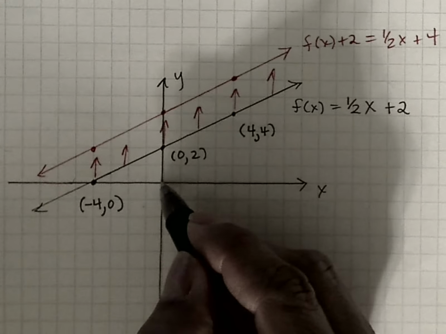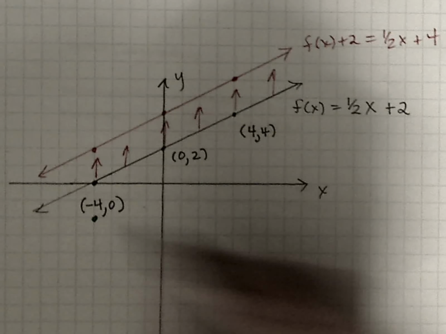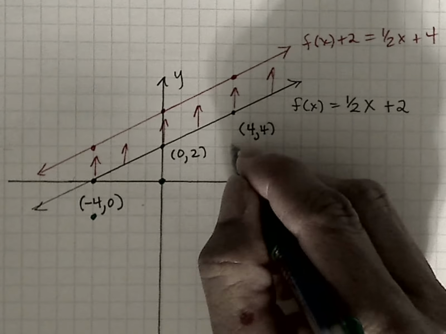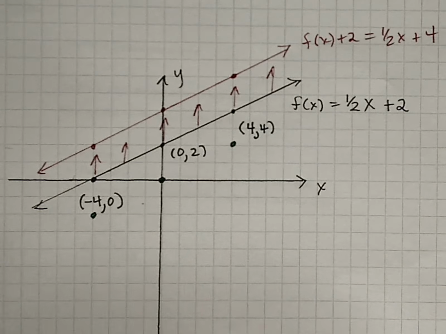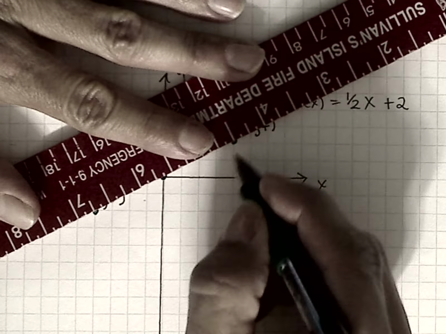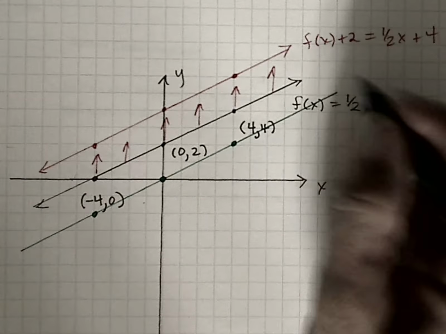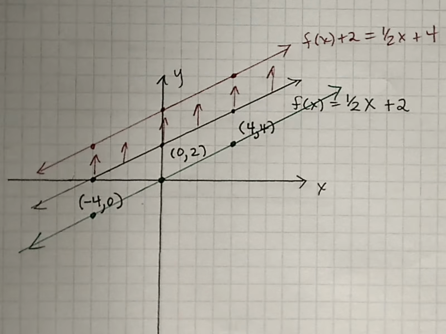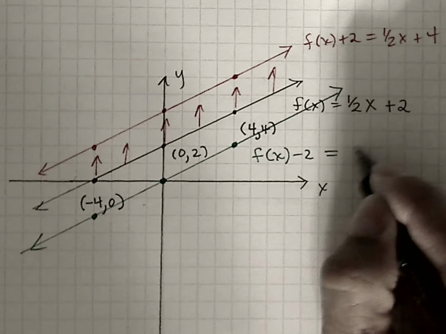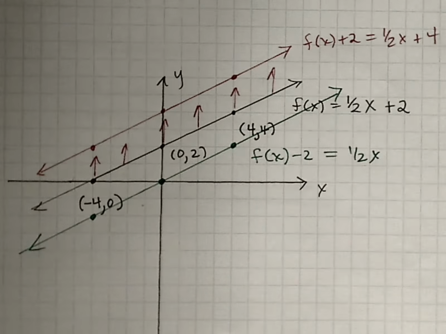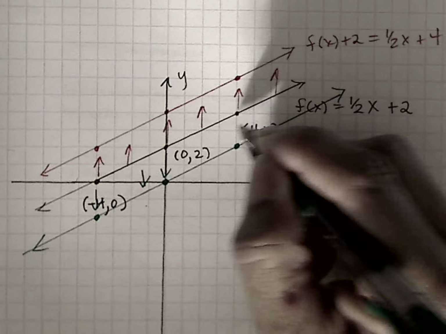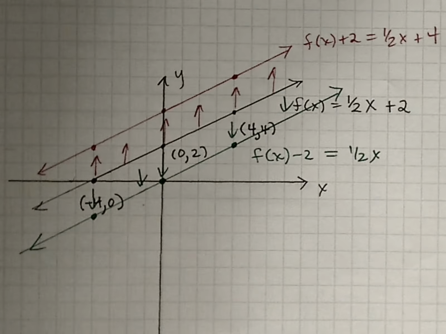So if we plot the point negative 4, negative 2, that's right there, then 0, 0, and 4, 2. And if we connect these dots, again, I'm going to grab my ruler. We'll get that line. Let's go ahead and label that. This is f of x minus 2, which is 1/2 x. Notice all of the points on my original graph shifted down by 2.